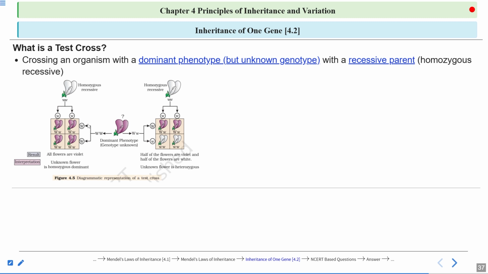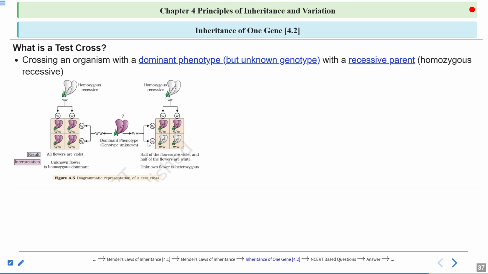Okay, you can make a Punnett square. You will write the gametes here. On one side, you can write the gametes of homozygous recessive, on the other side the gametes produced by capital W, which will be W only. Gametes produced by homozygous recessive will be small w only. So we will get all the flowers violet only here. If all the flowers are violet, then the genotype is capital W, which means it is homozygous dominant.